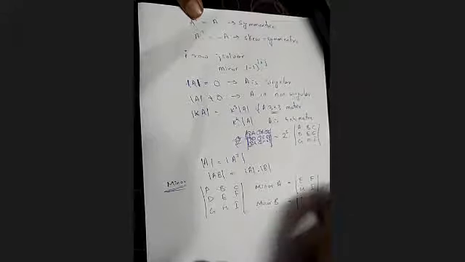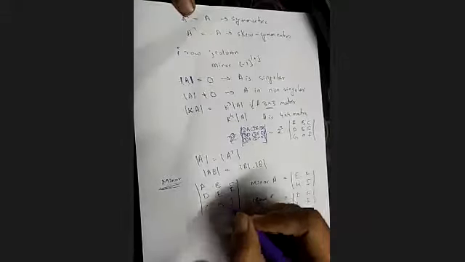Minor of C. What is minor of C? D, E, G, H. Very good. Minor of D. Remove this column and this row. B, C, H, I. Very good. Minor of G. B, C, E, F. Very good.